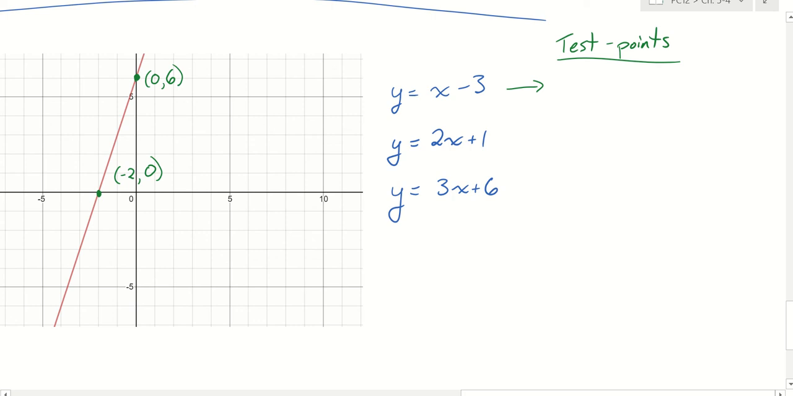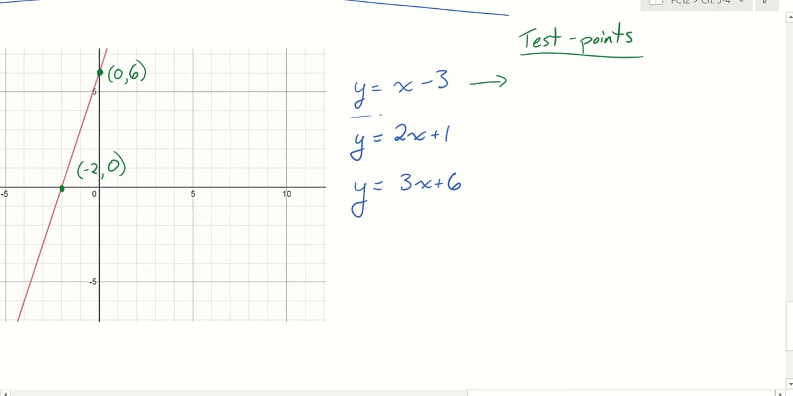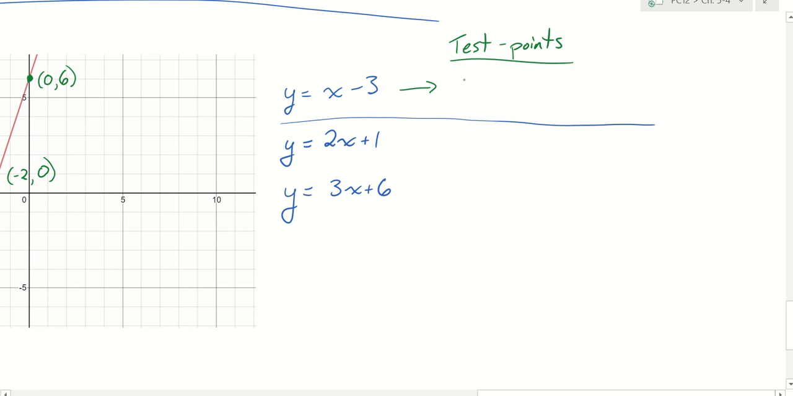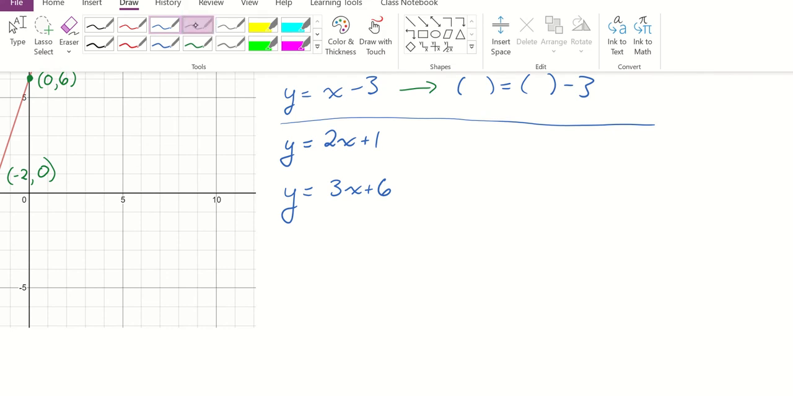So let's look at this point 0 and 6, and what we're going to do with this test point is we're simply going to rewrite the equation. Let's test this first equation. So we're going to rewrite this equation. Y equals x minus 3. Why didn't I write y here and x here? Because I'm going to substitute values in for y and x.